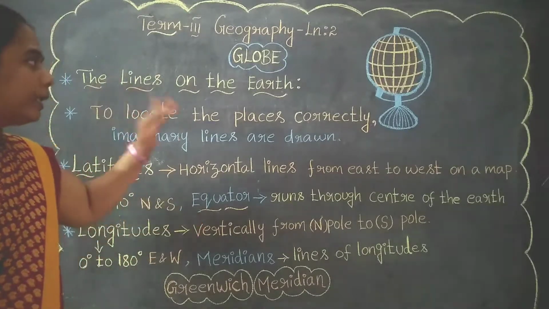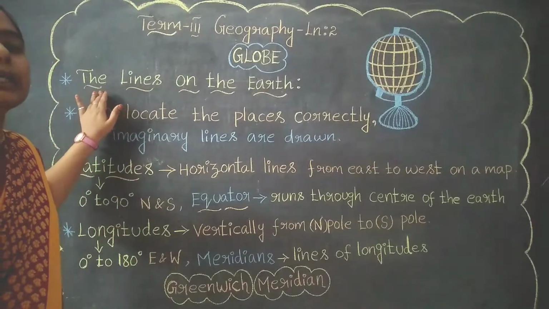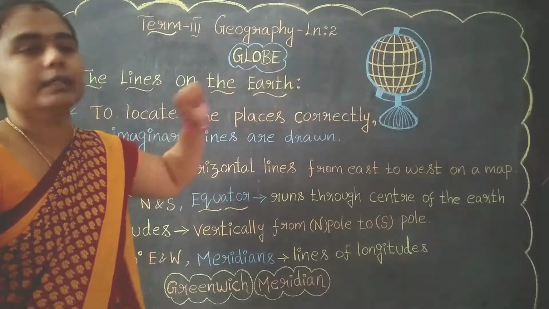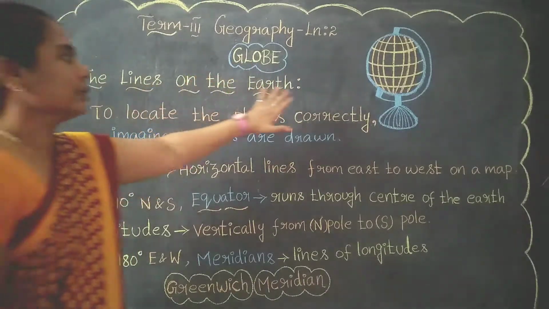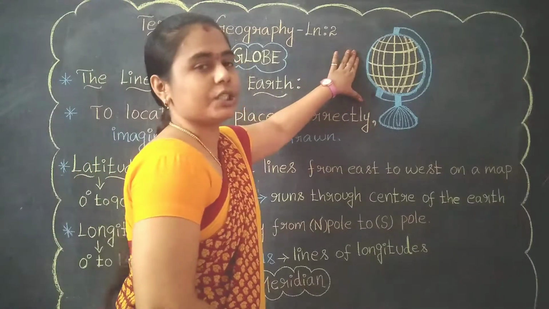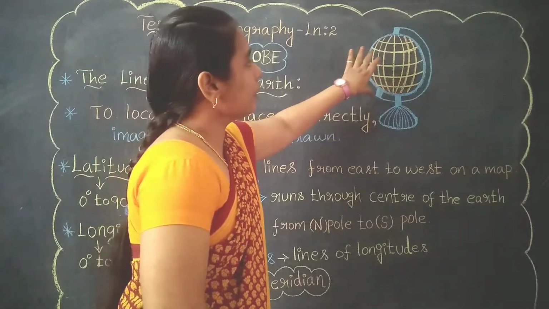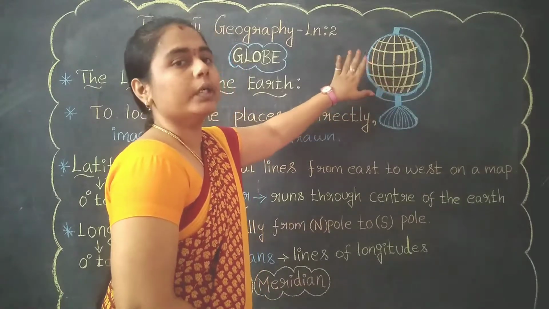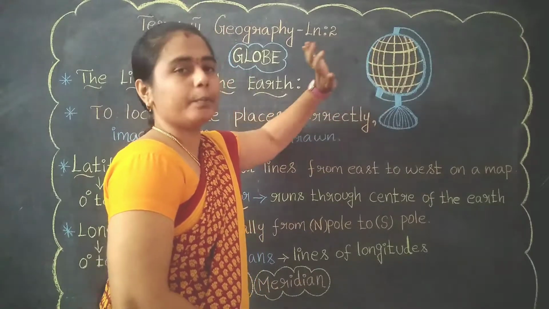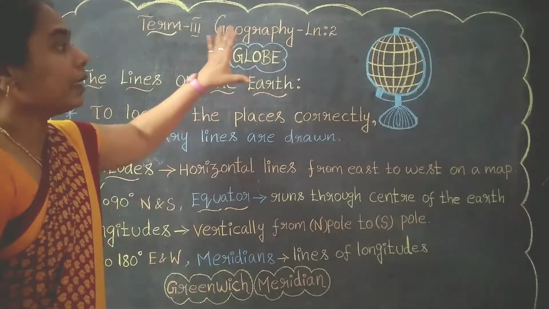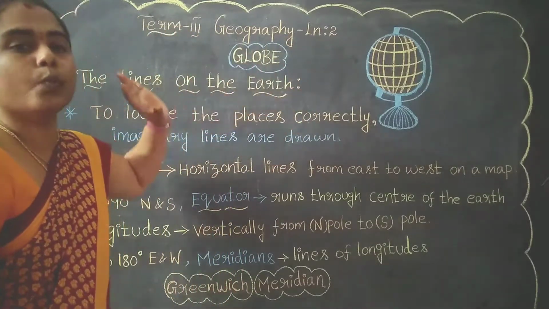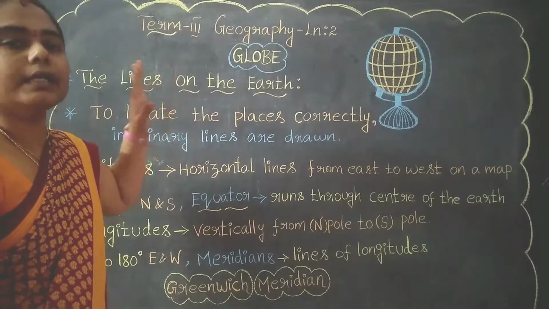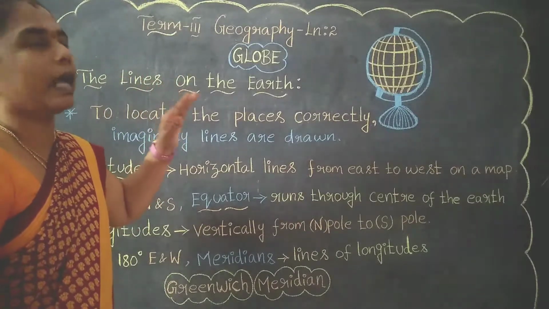So at present we are going to learn about the lines on the earth which are given on the globe, right? I have drawn this picture of the globe. Inside the globe, there are many lines, no? So we are going to study about that. What are those lines named? For what reason have they created those lines on the globe?